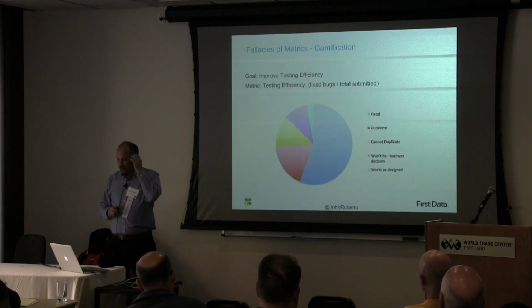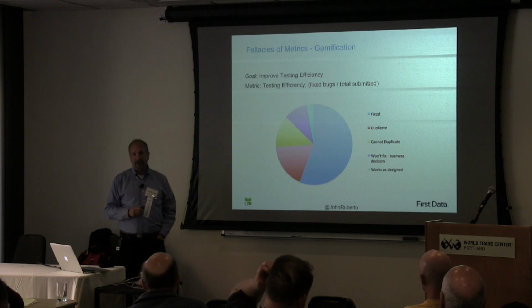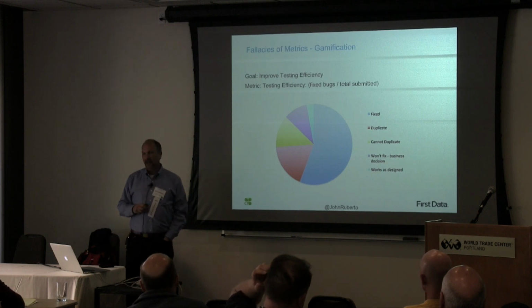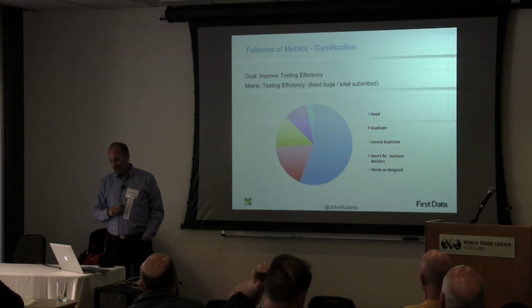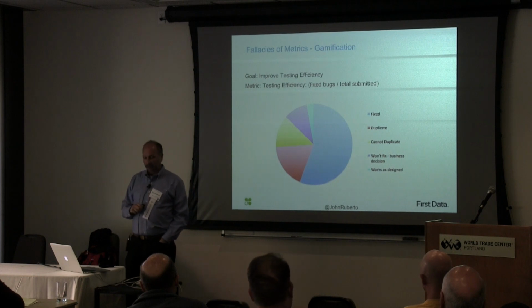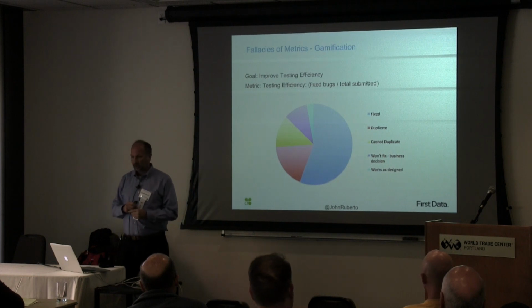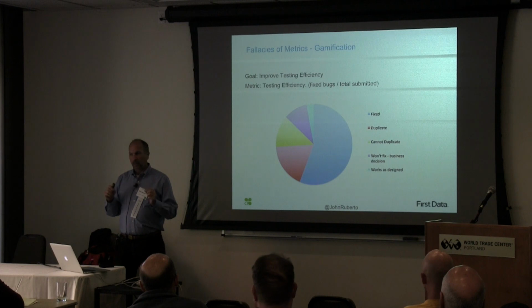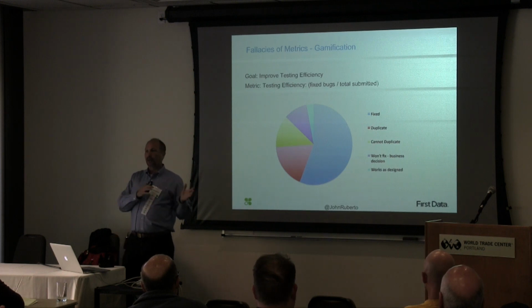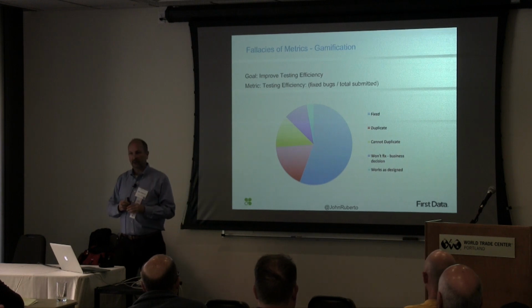I think a better methodology is to actually look at the data and, again, bucket into categories. So this is actual data from a project that I worked. And we were worried that not too many of the bugs that we reported were being fixed. So instead of saying, hey, we're going to improve testing efficiency, what we did was build a pie chart with the categories. So the blue are fixed.